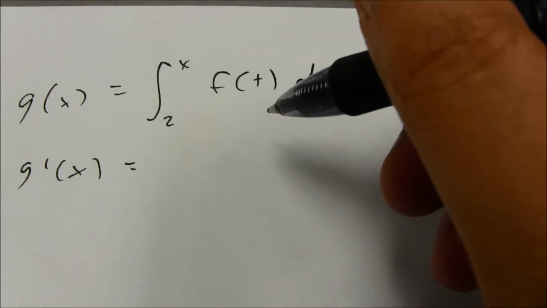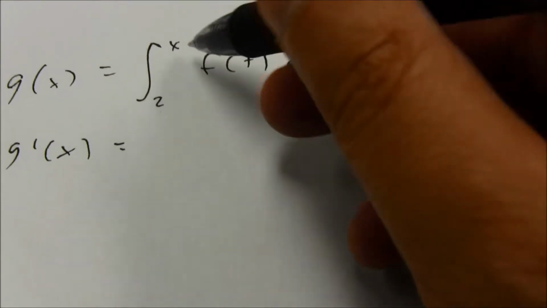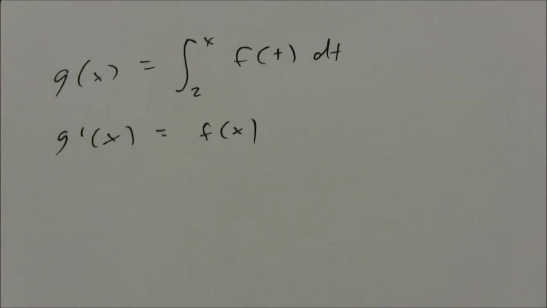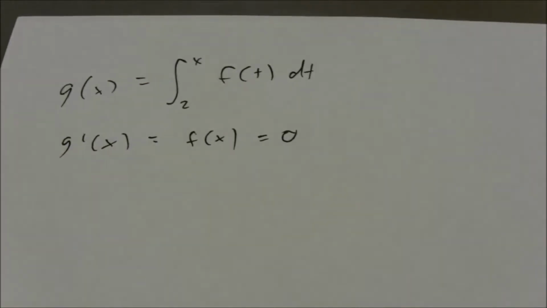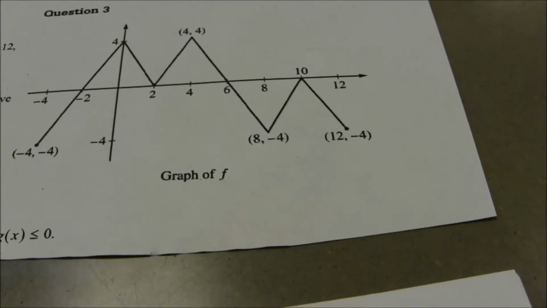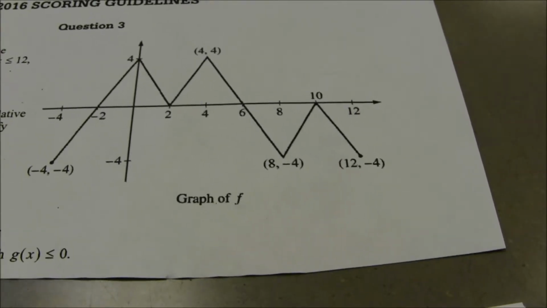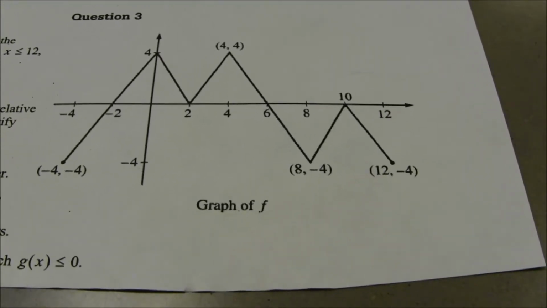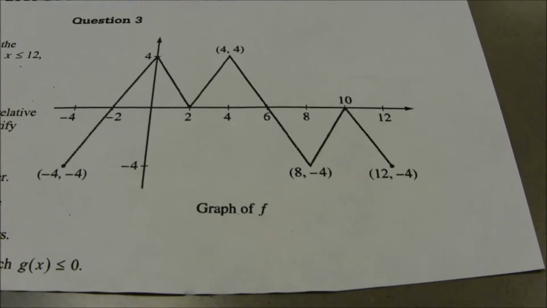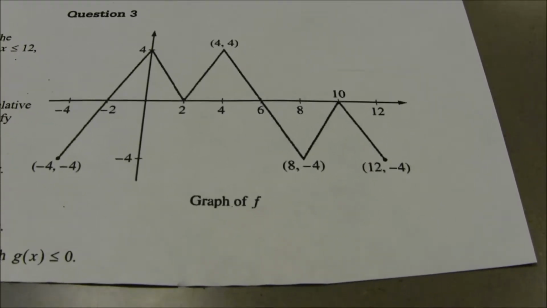Some books call this the second fundamental theorem of calculus, but just in general, the derivative of an integral function is going to give you basically back the original function, except in terms of your new variables. So this is going to be function f of x, the same thing as g prime. And I want to know where g prime, which is f of x, is equal to 0 or undefined. Okay? And if you look over here, we don't have any places where f of x is undefined. So f of x is equal to 0 at -2, 2, 6, and 10. Those are all the places where I have a possible relative minimum or maximum.